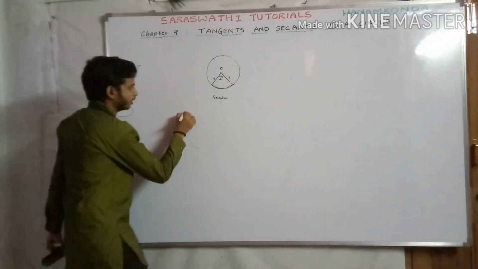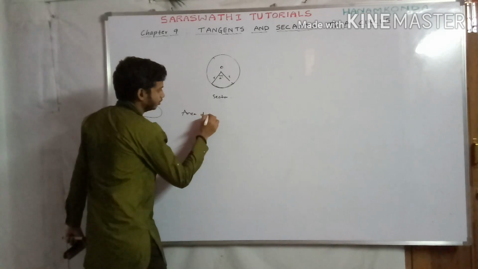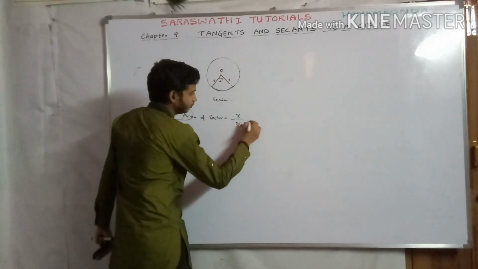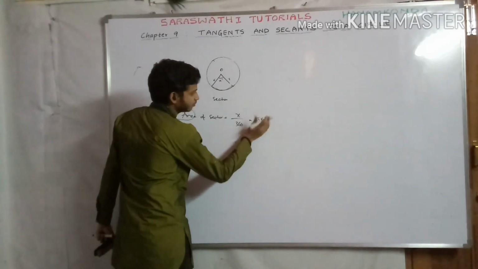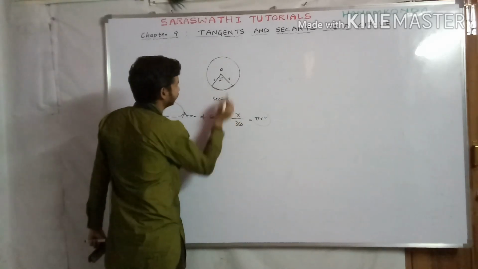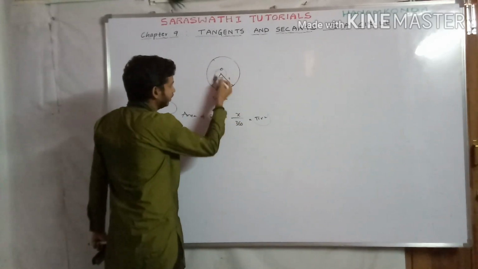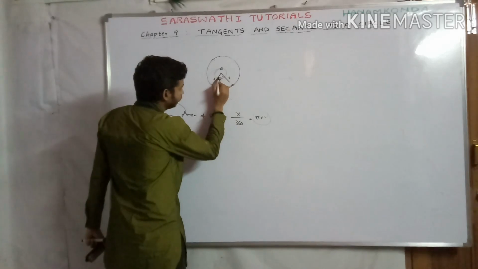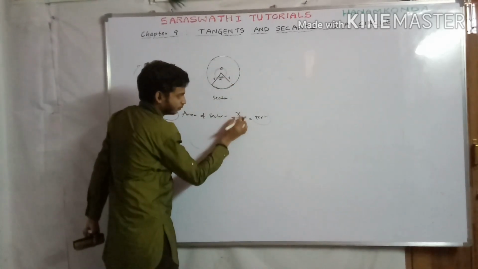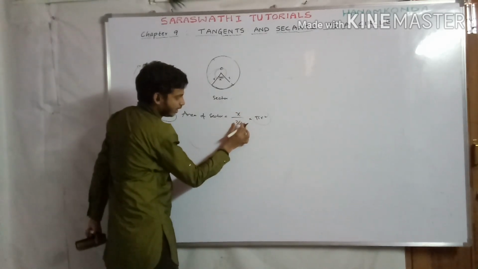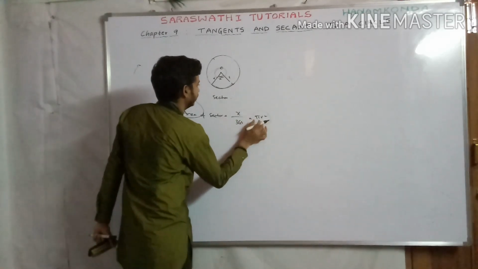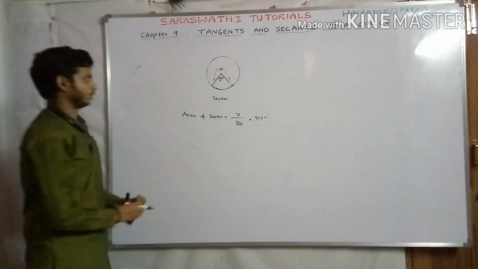The area of a sector formula: area of sector is x by 360 into pi r square. Since the area of a circle is pi r square, we have taken pi r square here. The total angle of the full circle is 360 degrees, out of which only x degrees is the angle of this sector. So x by 360, the ratio of the angle of the sector to the total angle, into the total area of the circle, pi r square. So x by 360 into pi r square is the area of the sector.